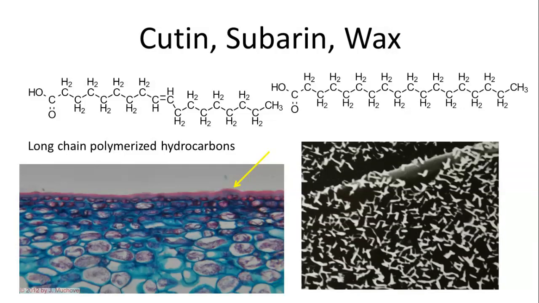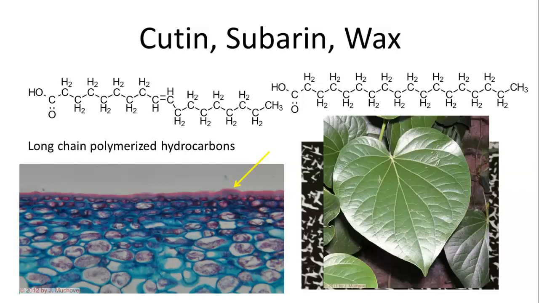This is a scanning electron micrograph of wax on the surface of a leaf. And you see some different kinds of structures in here, but again, they are long chain polymerized hydrocarbons. This shows you a leaf with a glossy surface, and this glossy surface is due to cutin and wax. They say if you have houseplants like this and you want to clean them, you take a little bit of milk and a piece of cotton and you clean the outside of it, and it cleans it up very well because milk has hydrocarbons in it.